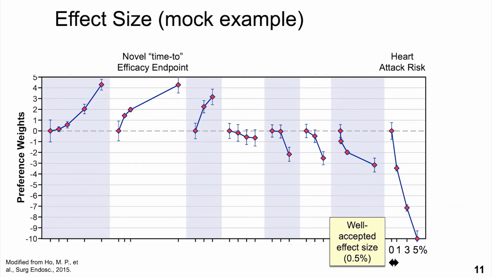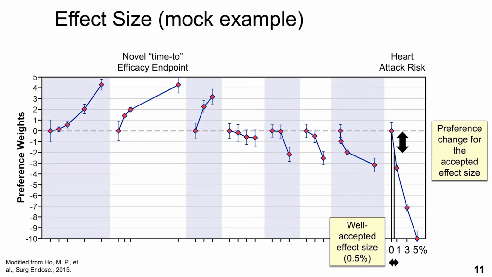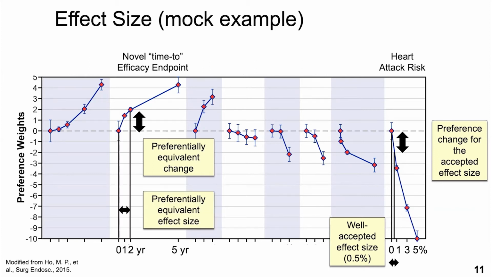So I start with a well-accepted effect size. I just made it up of 0.5 for heart attack. Animate. So now I ask, what is the preference change that's associated with that accepted effect size? That's the black double-headed arrow. Animate. I now move that over to the novel endpoint and animate. I take that down to the x-axis, and I get the preferentially equivalent effect size.